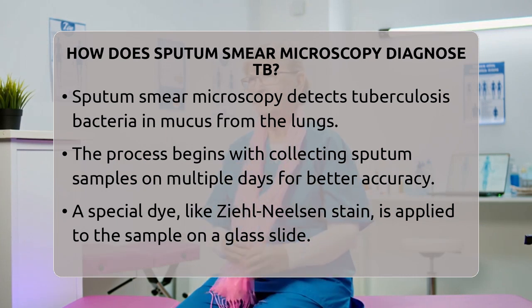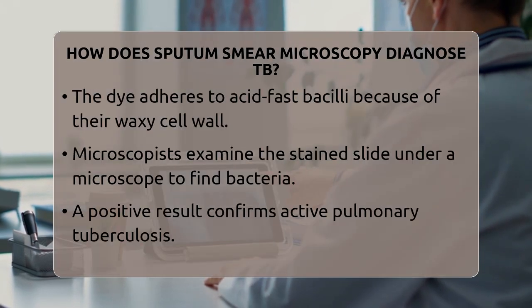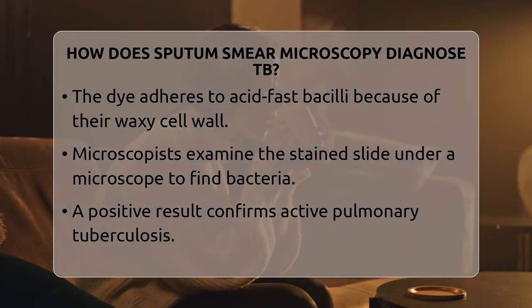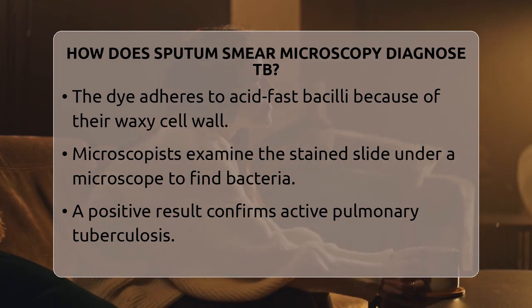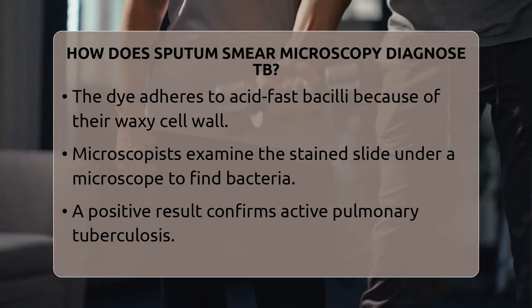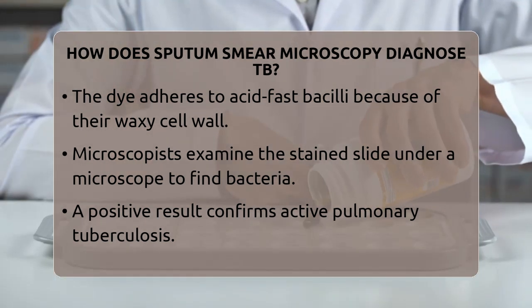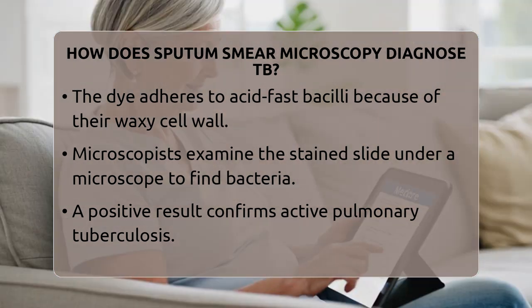After staining, the slide is examined under a microscope by trained technicians. If they see the bacteria, it confirms the presence of tuberculosis bacteria in the lungs. This means the person has active pulmonary tuberculosis. Sputum smear microscopy is quick, inexpensive, and widely used, especially in countries where tuberculosis is common.